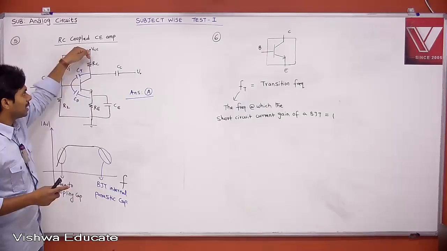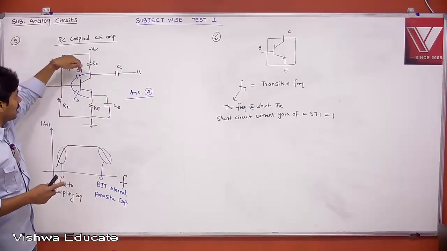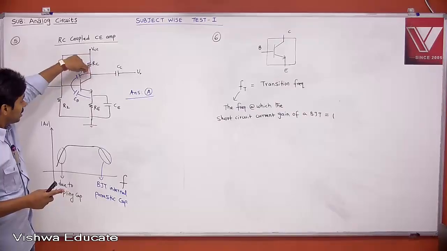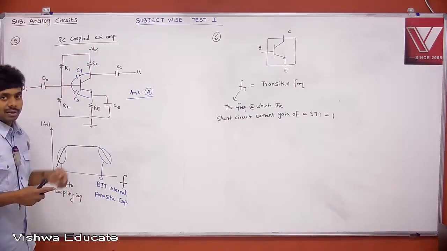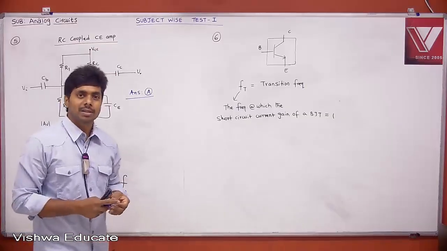Therefore, whatever current you are going to get, if you take only the BJT part, that current will be equal to your base current. The frequency at which that current is equal to the base current is because of the BJT internal capacitances.